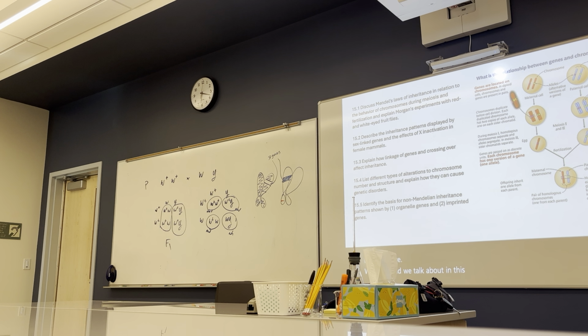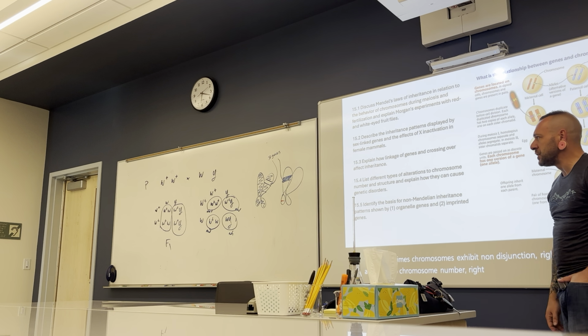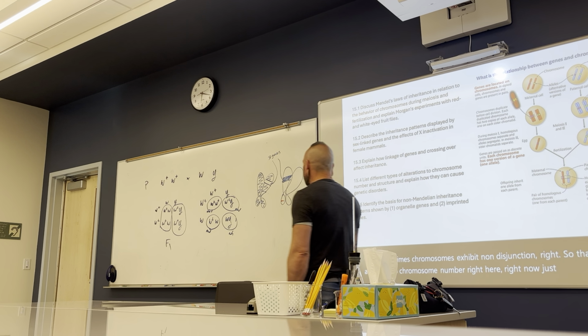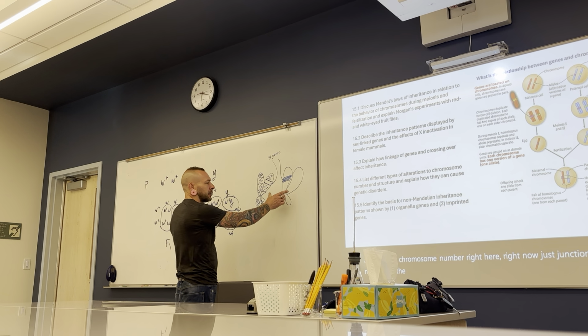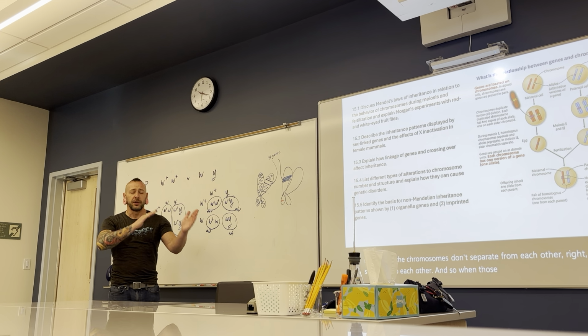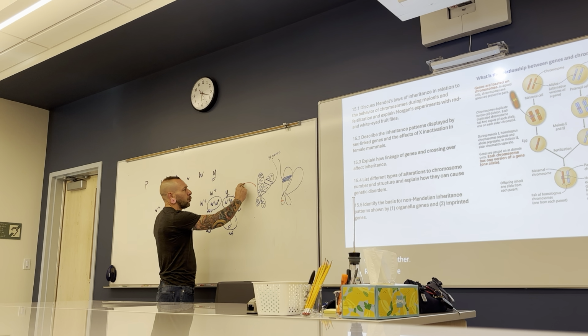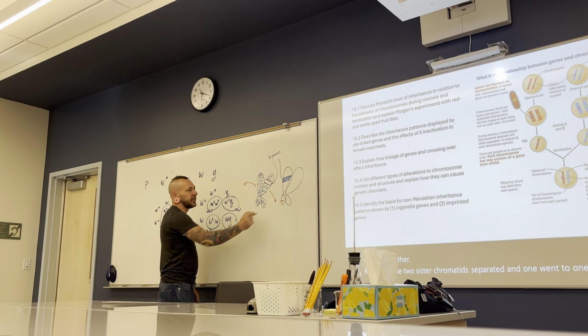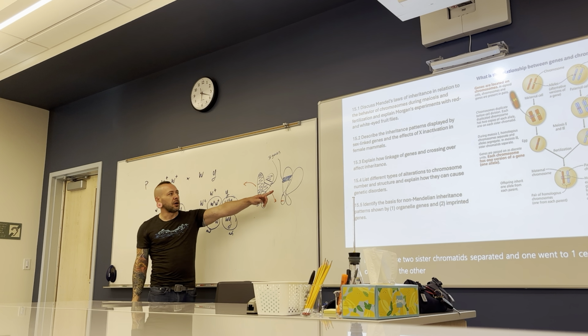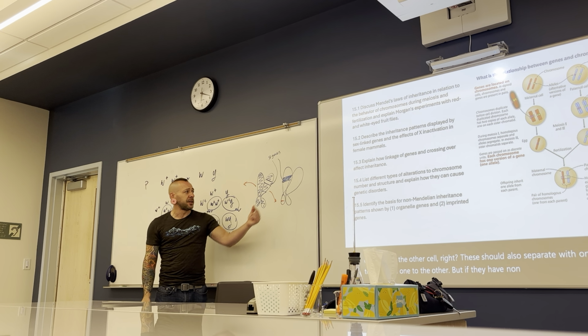What else did we talk about in this chapter? Oh yeah. Sometimes chromosomes exhibit non-disjunction. That's an alteration of the chromosome number. Non-disjunction just means that the chromosomes don't separate from each other. They stay stuck to each other. If these two sister chromatids separate, one goes to one cell and one to the other cell. But if they have non-disjunction, they stay stuck together.